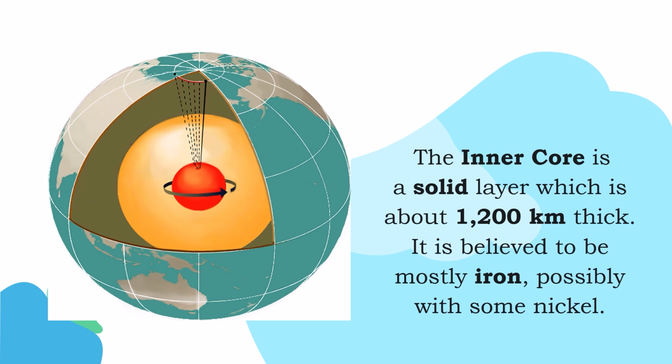The inner core is a solid layer which is about 1,200 kilometers thick. It is believed to be mostly iron, possibly with some nickel.